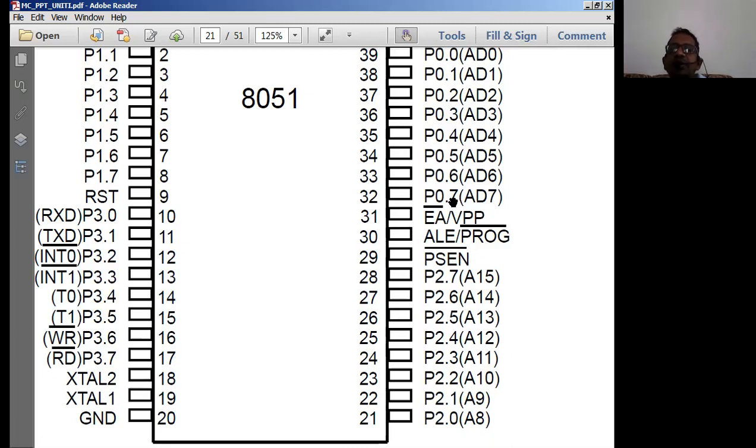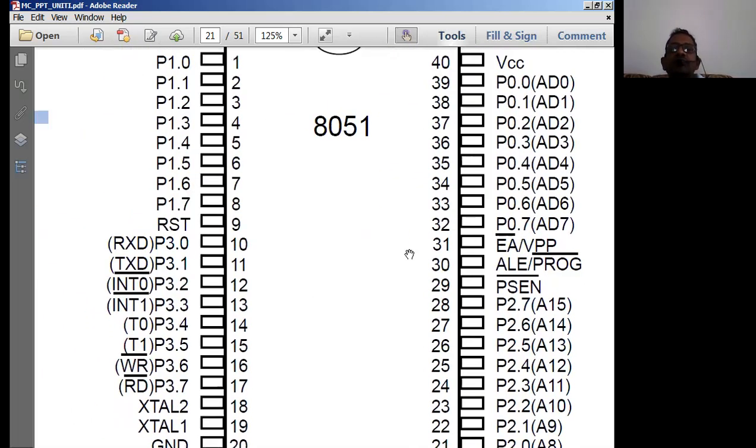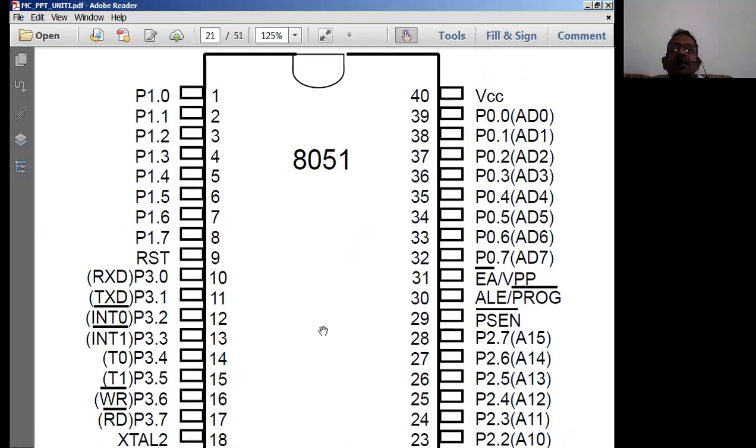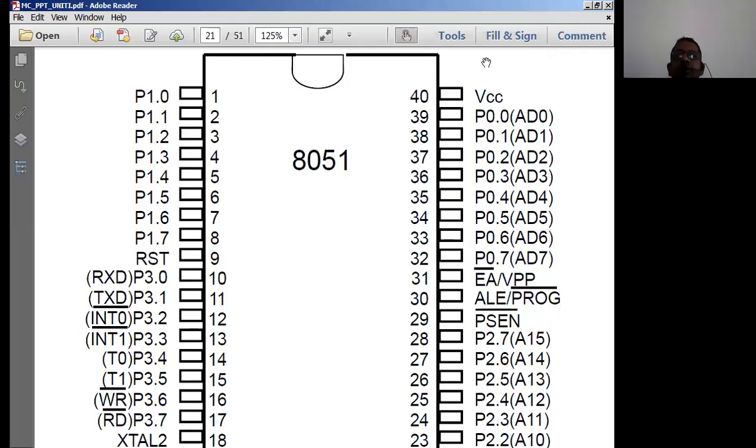This EA bar is normally used whenever we want to connect external peripherals to the microcontroller. ALE is address latch enable, basically used for multiplexed address and data pins. PSEN is the program strobe enable pin, which we normally use whenever we want to program external peripheral devices. So these are the 40 pins of the IC, which we can draw directly using all these representations. Therefore, remembering the pin diagram is going to be very easy as far as the 8051 microcontroller is concerned.